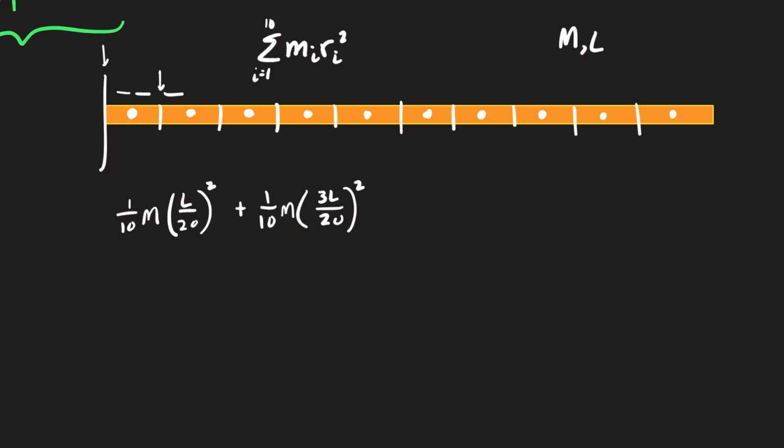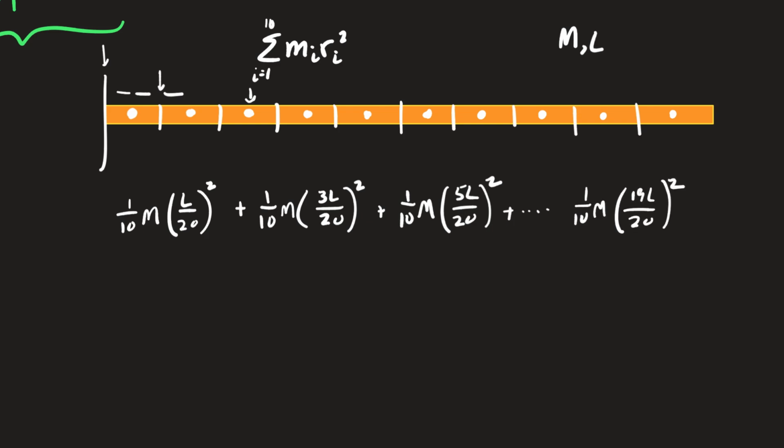Now, is that enough for you to figure out all the rest real fast? Do you see a pattern developing? We'll go one more. The next piece is 1/10 m, and how far away is its center from the axis of rotation? 5/20. And so on and so forth until we make it to the last piece, right? Where the last piece will be 19/20 away from the axis of rotation. So last piece, 1/10 m and 19L over 20 squared.